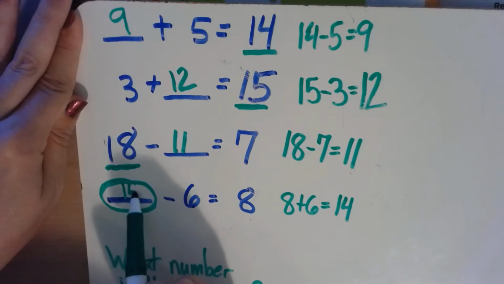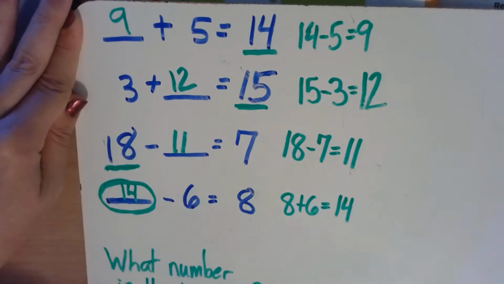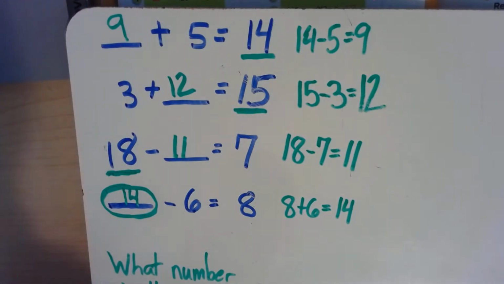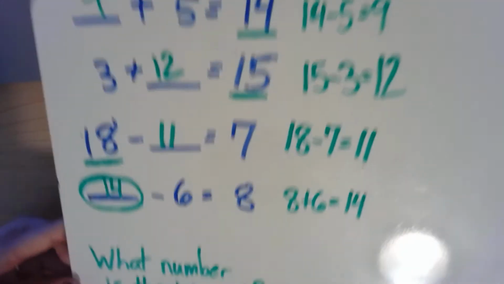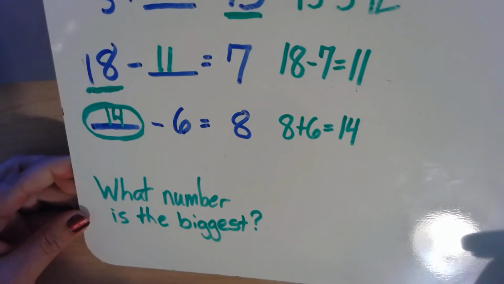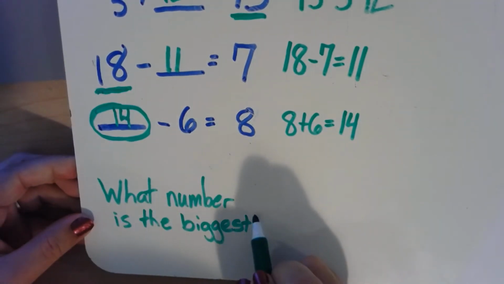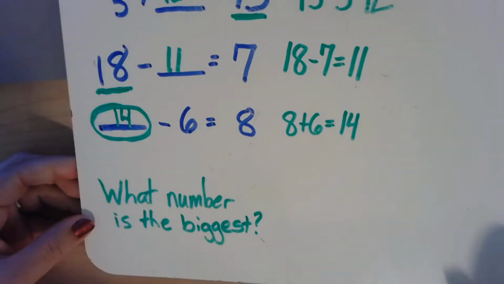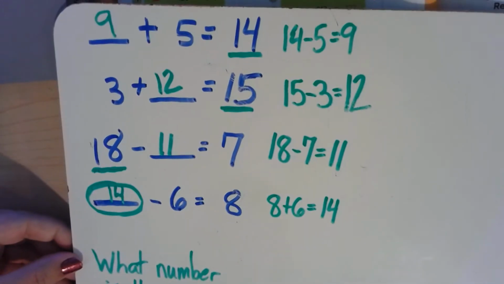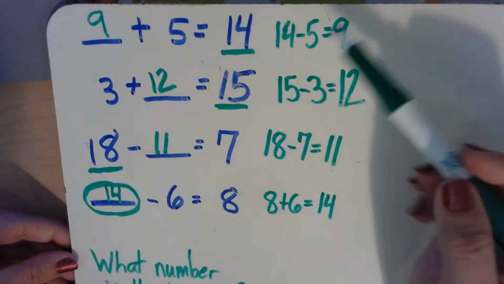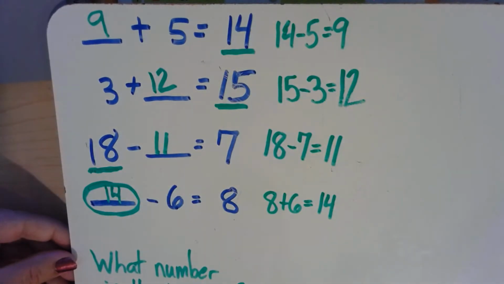And 14 take away 6 is going to equal 8. So that's the takeaway from this. This is what I want you to ask yourself. What number is the biggest? And as soon as you figure out what number is going to be your biggest number, then you know if you have to subtract or add.